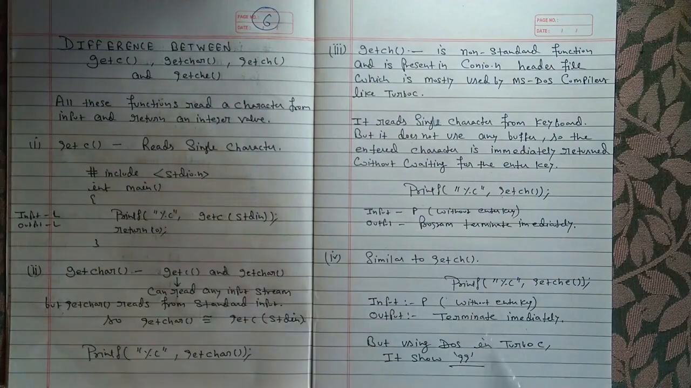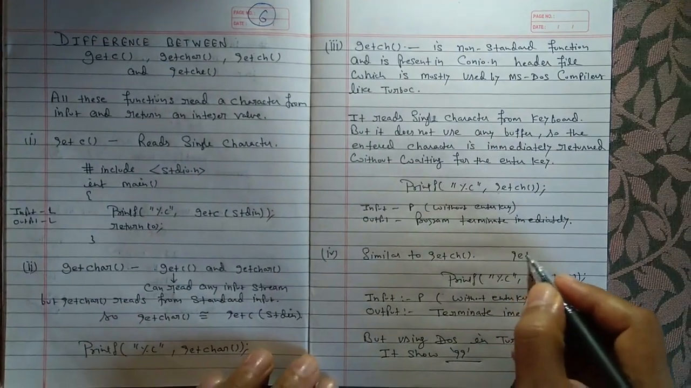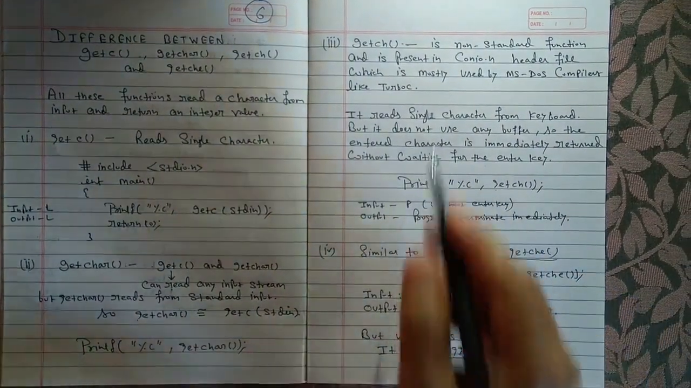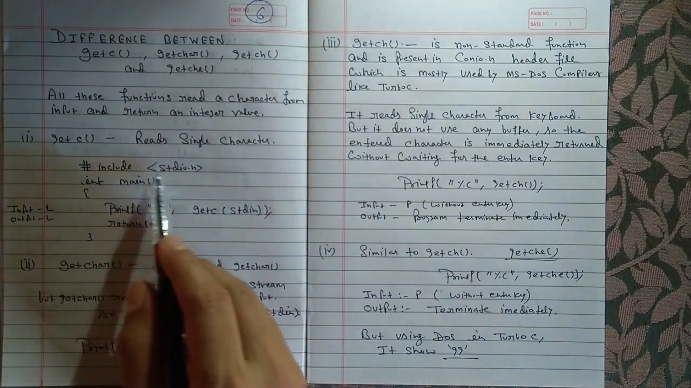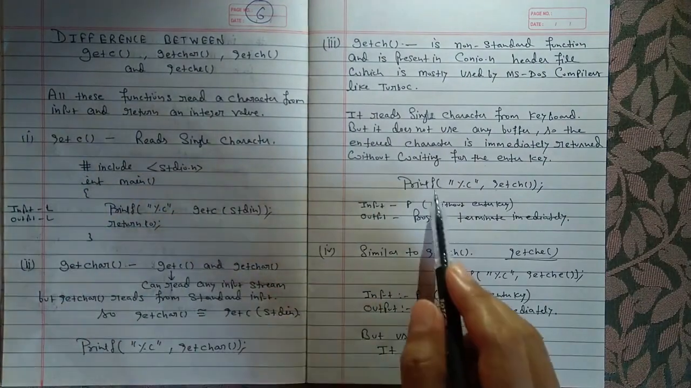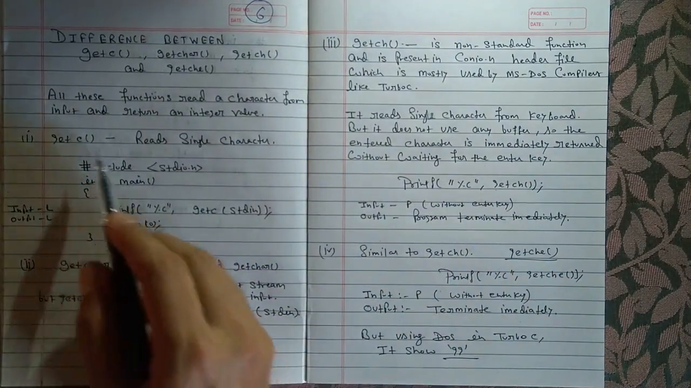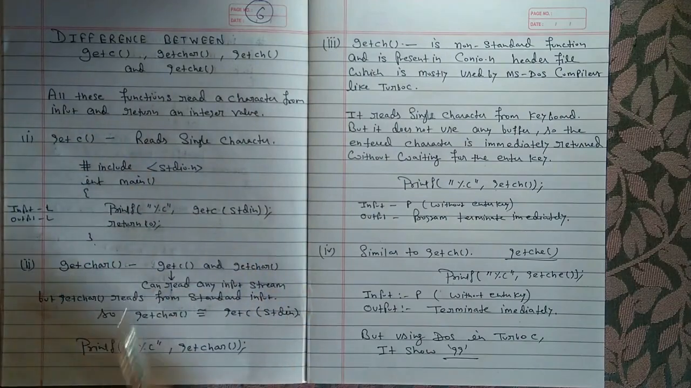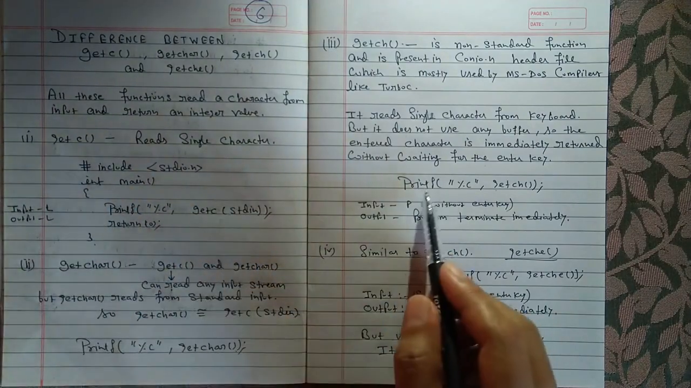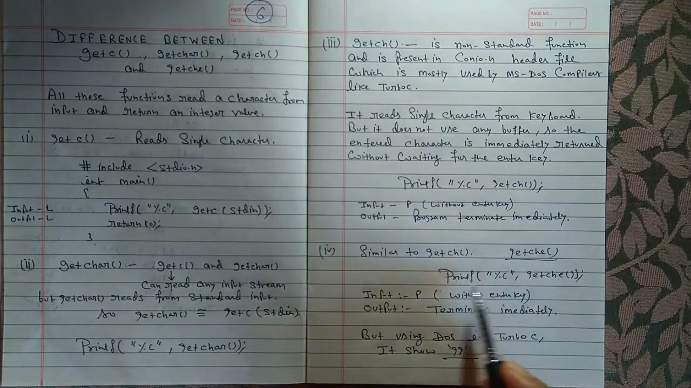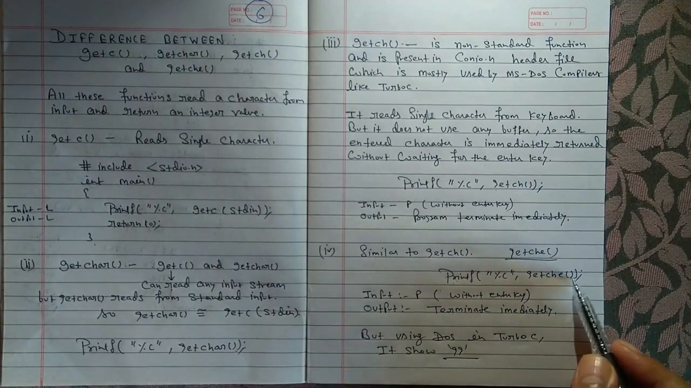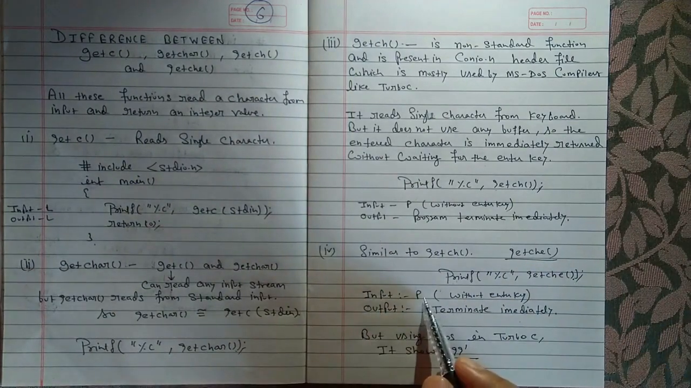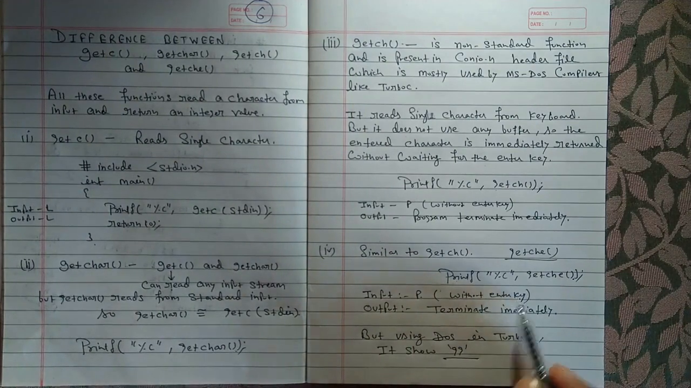And this one is getche. The only difference is in the program: #include <stdio.h>, int main, printf, and then return 0. Everywhere you have to write this program, and only the printf changes. Here also we change the printf. In place of it we write %c, getche. Suppose you input P, without pressing any key it terminates immediately.